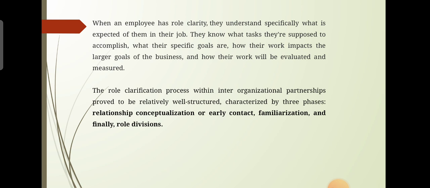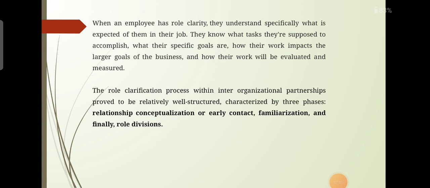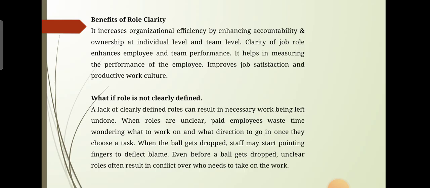When an employee has role clarity, they understand specifically what is expected of them in their job. They know what tasks they are supposed to accomplish, what the specific goals are, how their work impacts their goals and the business, and how their work will be evaluated and measured. And the role clarification process within internal organizational partnership proved to be relatively well structured, characterized by three phases actually: relationship conceptualization and/or early contact, familiarization, and finally role division. So these are the three phases that come under role clarification.